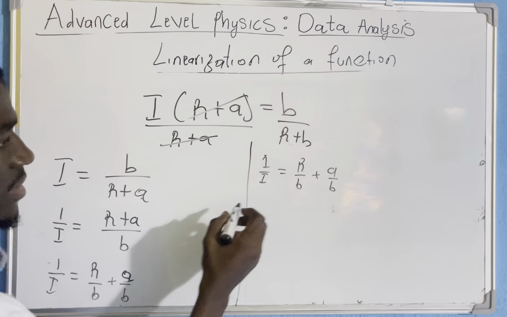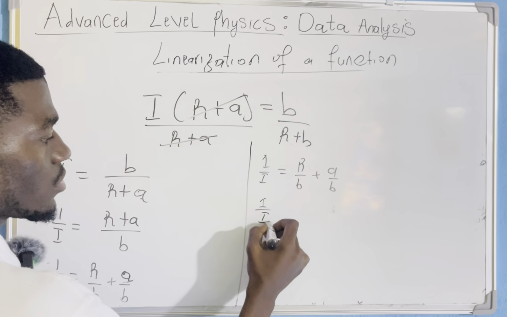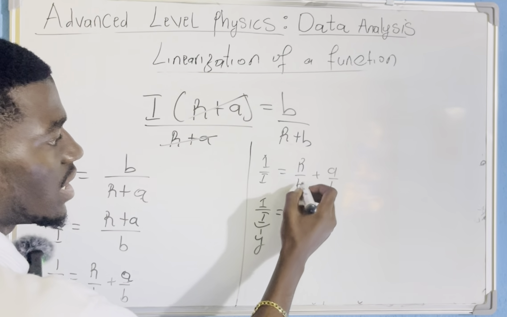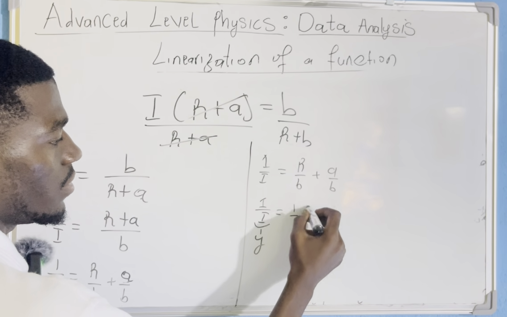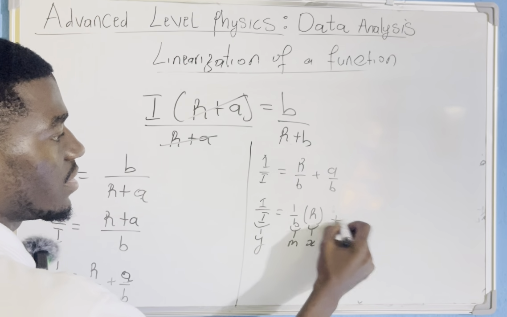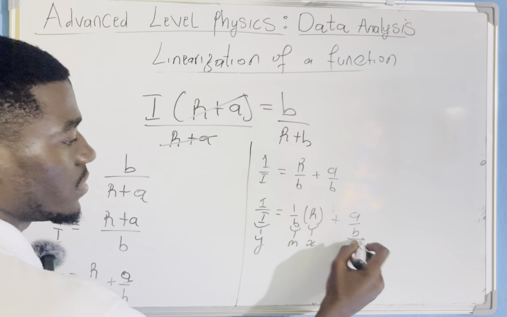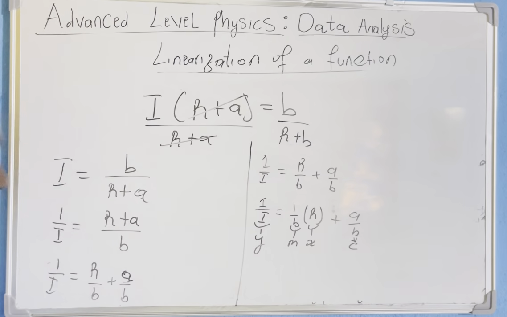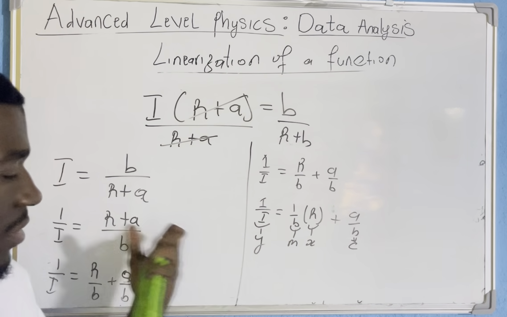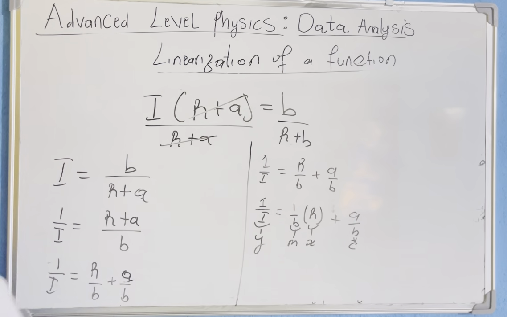From here, I can see that what? I can rearrange it in such a way that here should be my Y, correct? Because it's only made up of variable. 1 all over I, R here should be M, here should be X. Therefore, A all over B should be who? C. I hope you are seeing it. Very correct. Only made up of variable, correct? Only made up of a constant, correct?